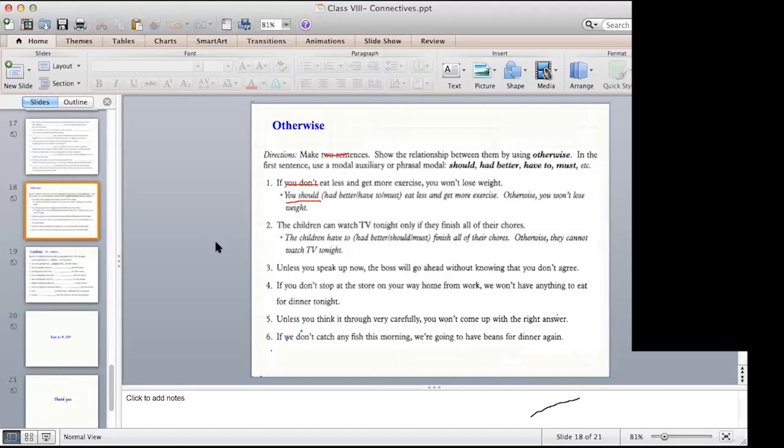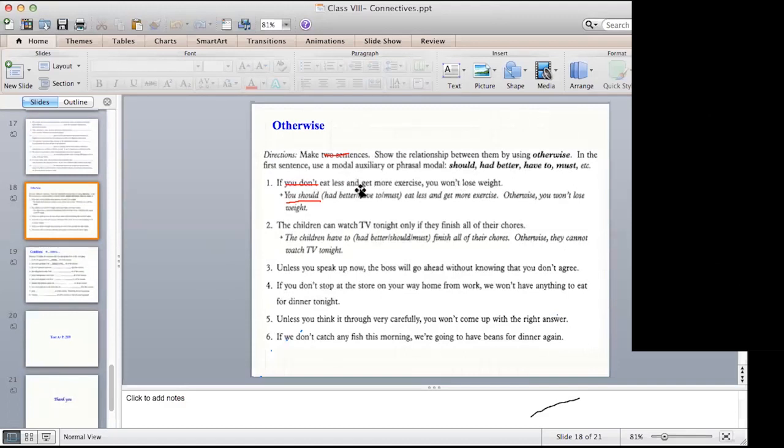So my very simple question is, what type of conditional do we have here? If you don't eat less and get more exercise, you won't lose weight. So we have conditional type 1, because we have simple present and simple future in negative form. Negative, negative. Good. Now we are going to change this sentence by using your own style and by using otherwise.